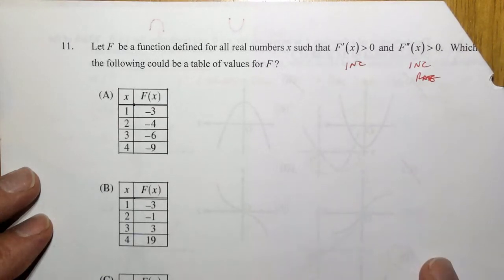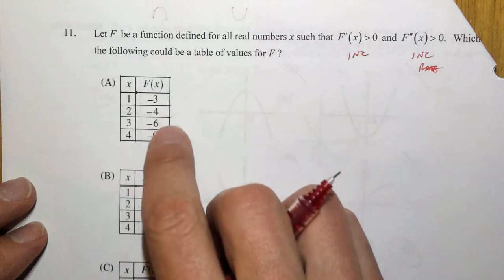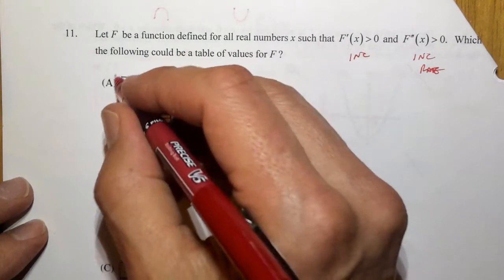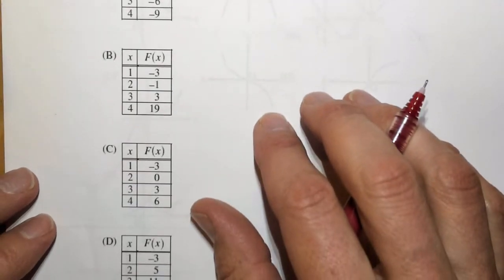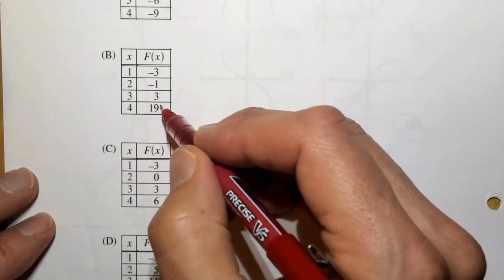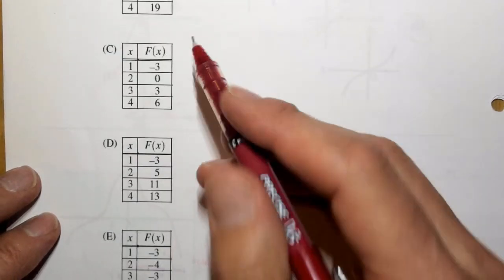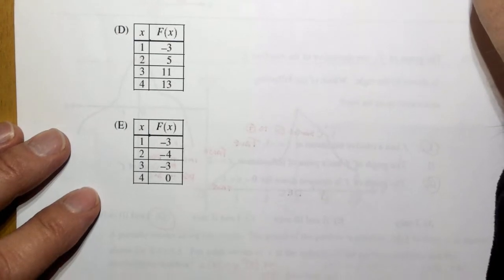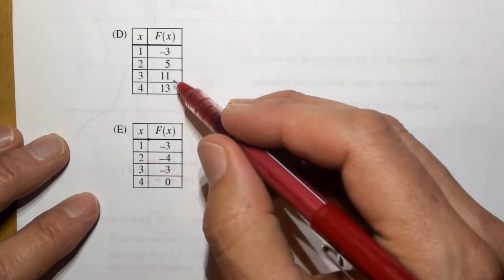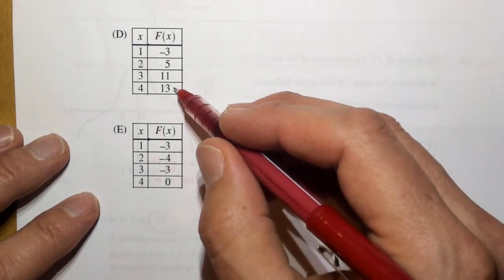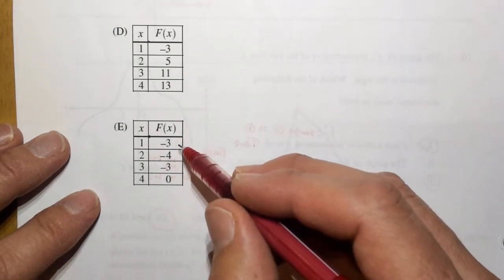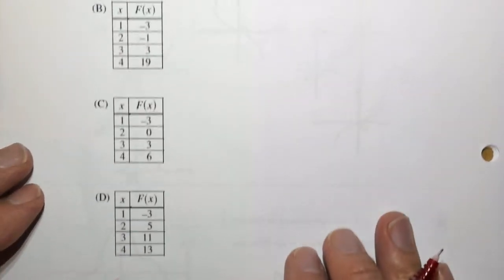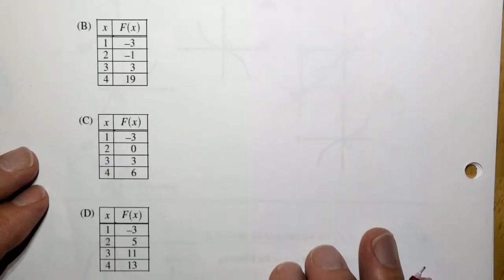All right, so if we look at our choices here, -3, -4, -6, -9, those numbers are decreasing, so A is out. B, -3, -1, 3 and 19, that's okay. C, -3, 0, 3, 6, that's okay. D, we see -3, 5, 11, and 13, that's okay. E, we see -3, -4, that's a decrease right there, so E is out. Okay, so we now know we have B, C, and D as our three choices.